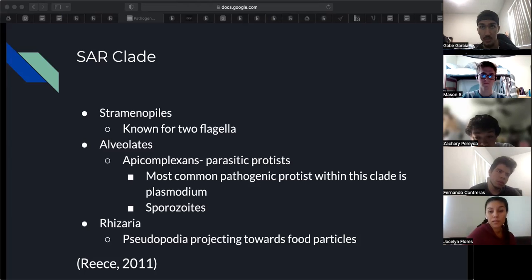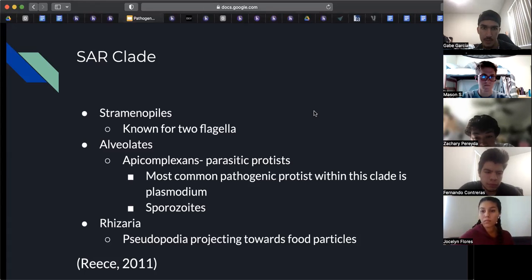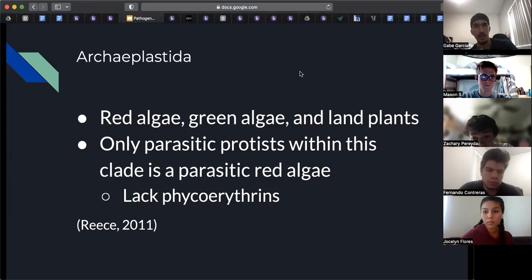Apicomplexans spread within the bloodstream of their hosts as sporozoites. And rhizaria are known for their pseudopodia structures that assist them in engulfing their nutrients. Next slide. Okay. So Archaeplastida include the subgroups red algae, green algae, and various land plants. The only parasitic protist within this clade is a parasitic red algae. However, unlike normal red algae, these parasitic protists lack the red pigment known as phycoerythrin.